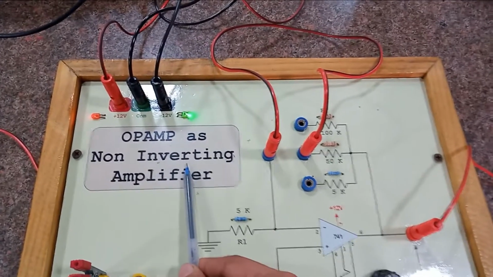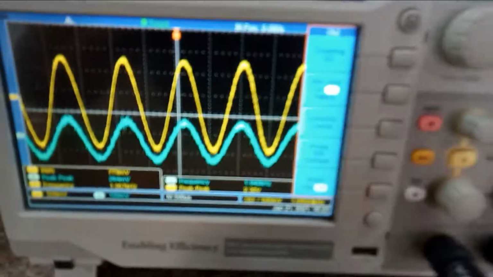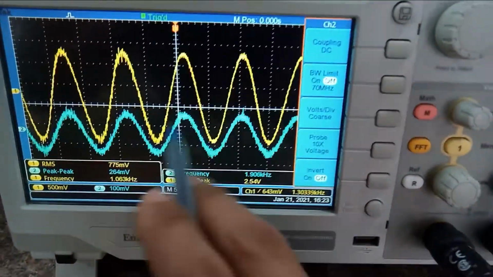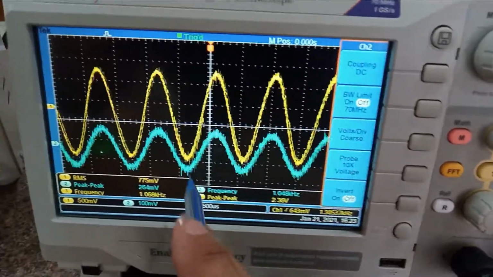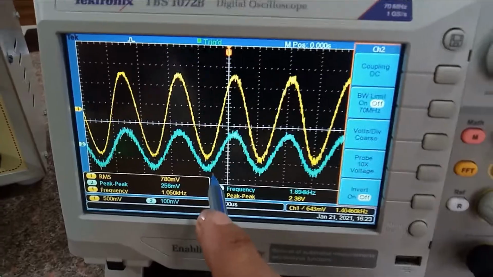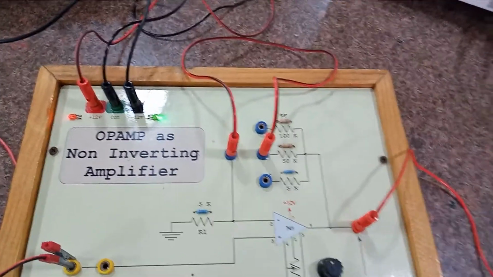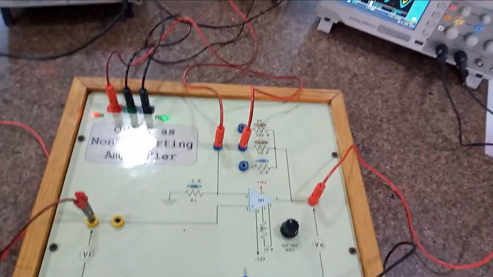Now, as we have used the op-amp as a non-inverting amplifier, the input and output should not have a phase shift. The input and output should have 0 degree phase shift. You can see the phase shift is not there. Input and output are starting at the same phase angle. Remember, they do not have a different phase. Why? Because we have used the op-amp as a non-inverting amplifier, right? So this is all about the functioning of the non-inverting amplifier.